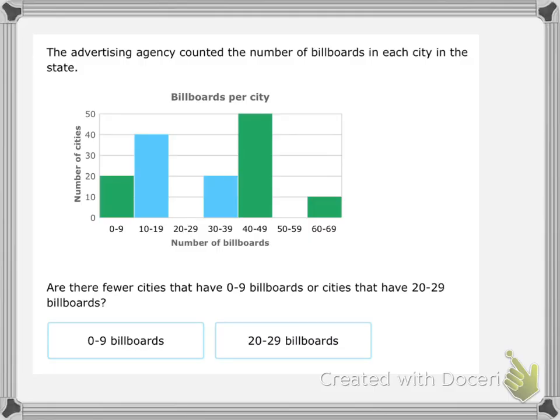All right, so let's take a look at the question on the bottom here. Are there fewer cities that have 0 to 9 billboards or cities that have 20 to 29? Well, 20 cities have 0 to 9 billboards and 0 cities have 20 to 29. So which one has fewer? It will be the 20 to 29.